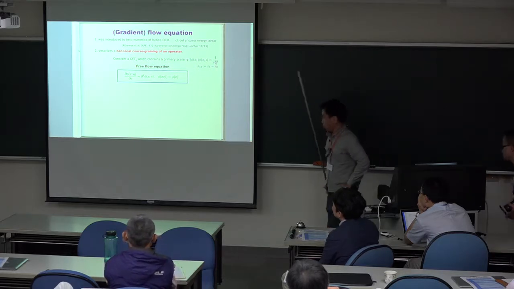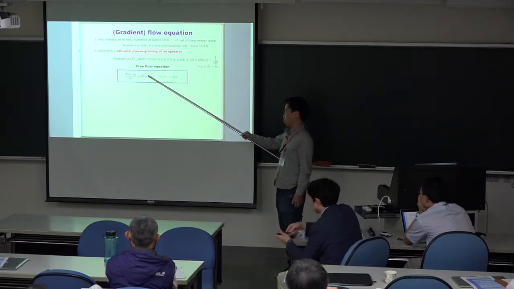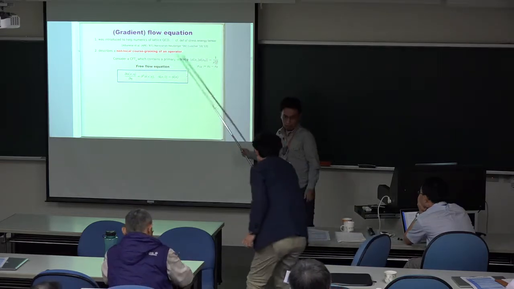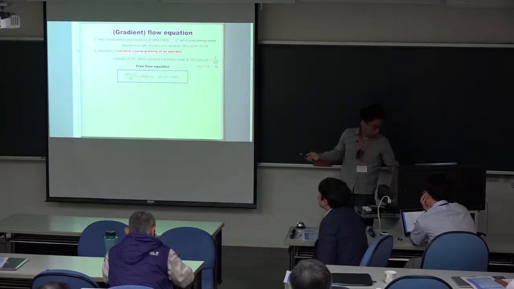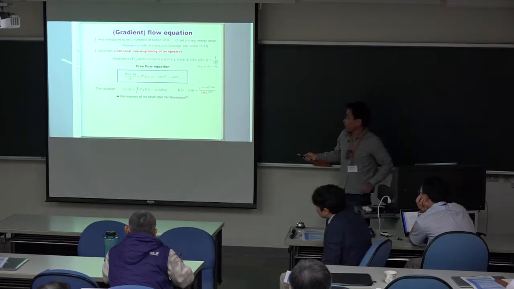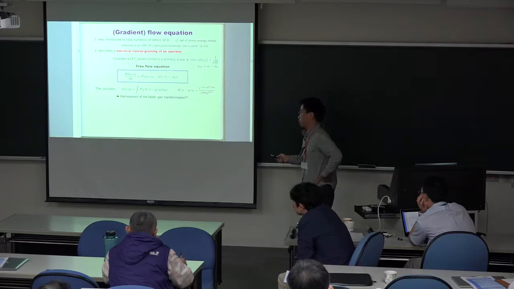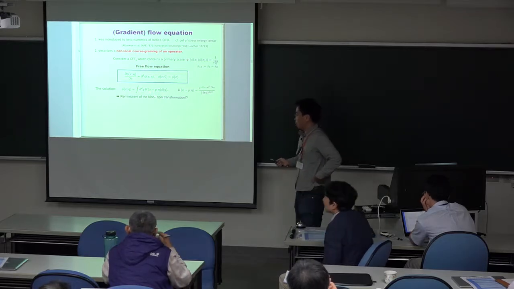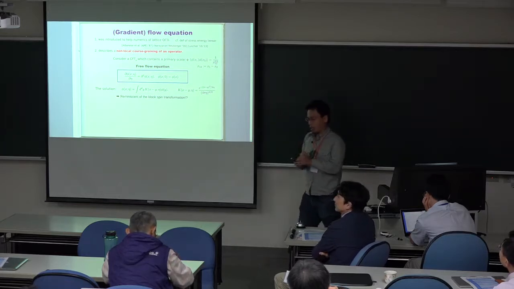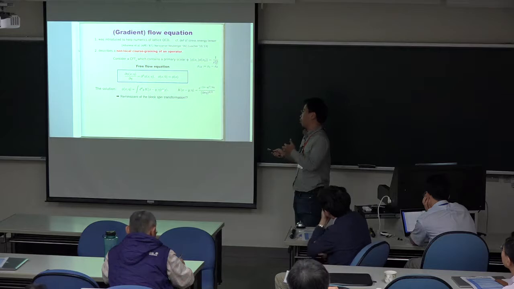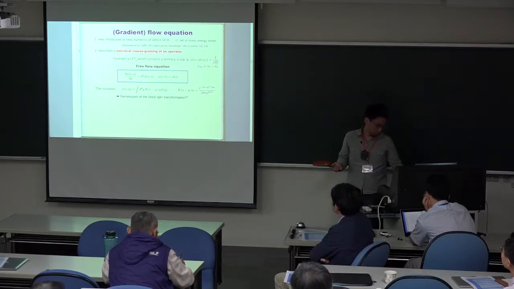But in the context of holography, we choose a free flow equation, which is given like this. You can easily solve this flow equation by using the Green function like this. This is a kind of convolution of the original field, and it may be reminiscent of the block spin transformation.